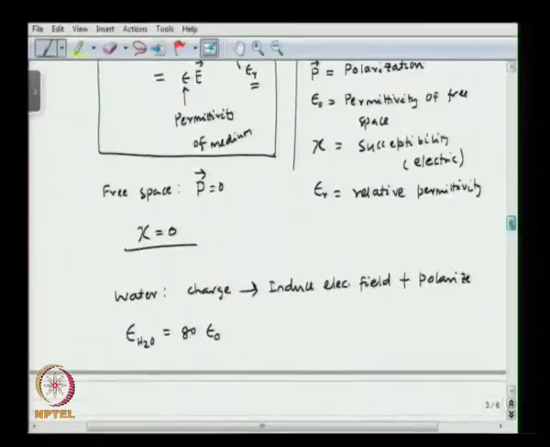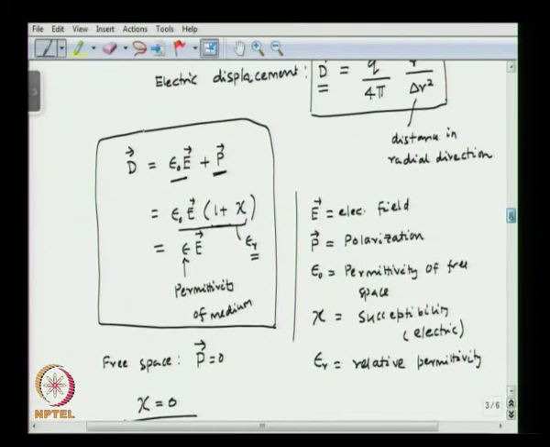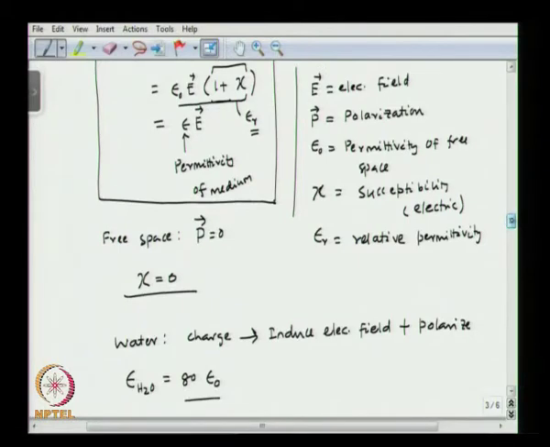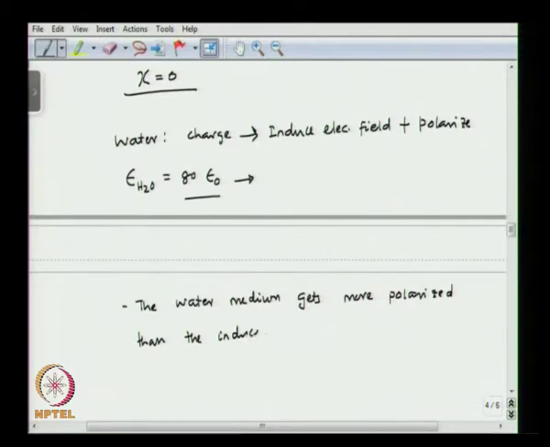And this can be answered if you look at this equation here. Then we can see very clearly that since this is going to be 80 times epsilon 0, so this is 80, this is 1, so psi will be about 79. So about 79 parts of the influence of the charge would be to polarize the medium and only one part of it would create an induced electric field. So what this means is that the water medium gets more polarized than the induced electric field.